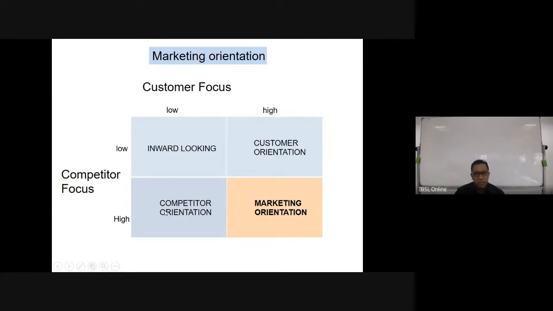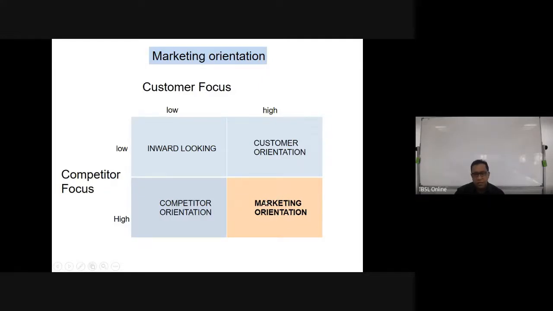the company here is mainly driven by the competition. Whatever competitors do, the firm is doing that. That is not appropriate because that is not recommended. What you have to do is focus more on the customer as well as have a great understanding of the competition. That is where you come to the marketing-oriented approach.